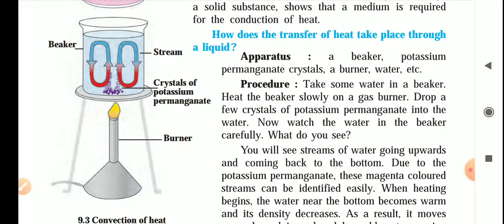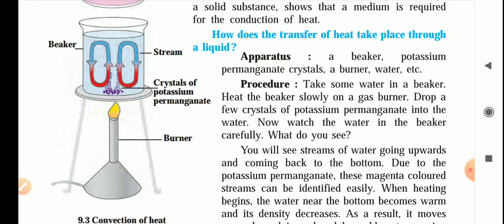Now in this stream you can see a colored stream because of the potassium permanganate. The magenta colored streams can be identified easily because of the potassium permanganate.